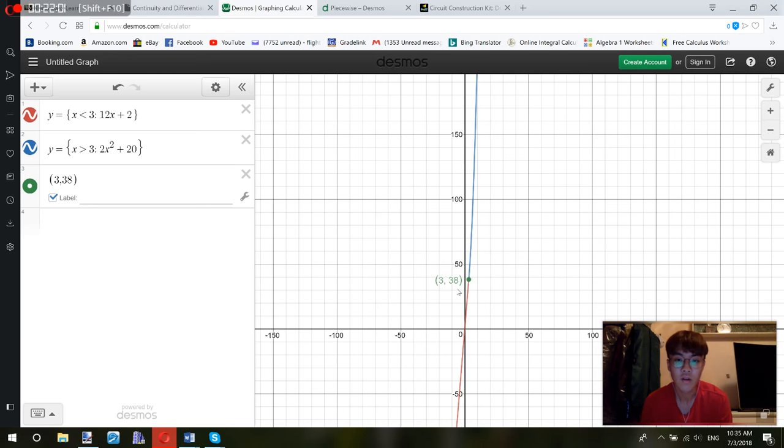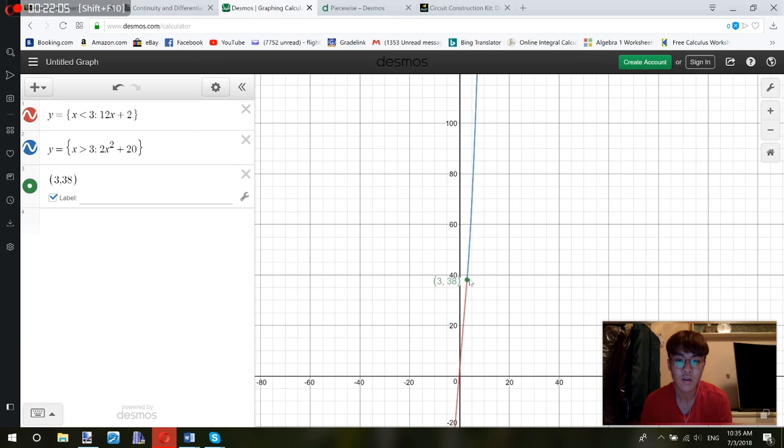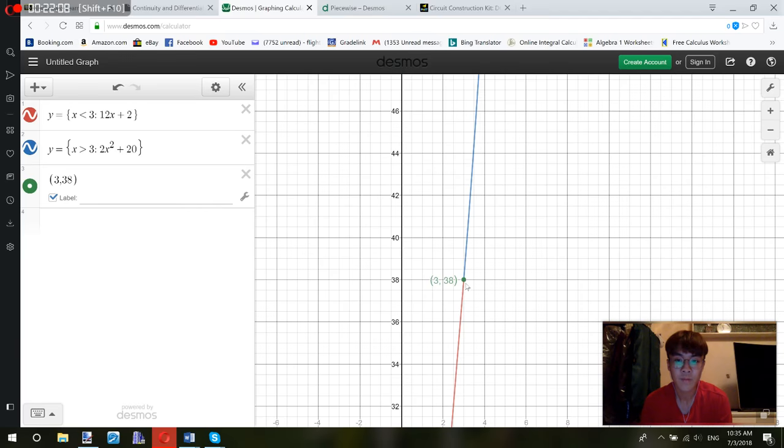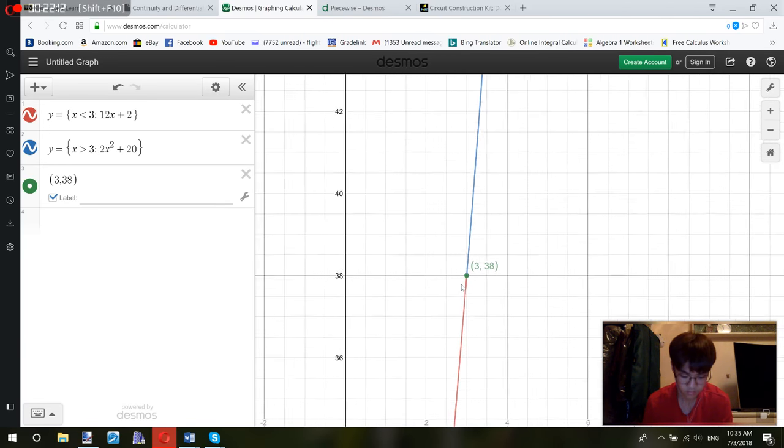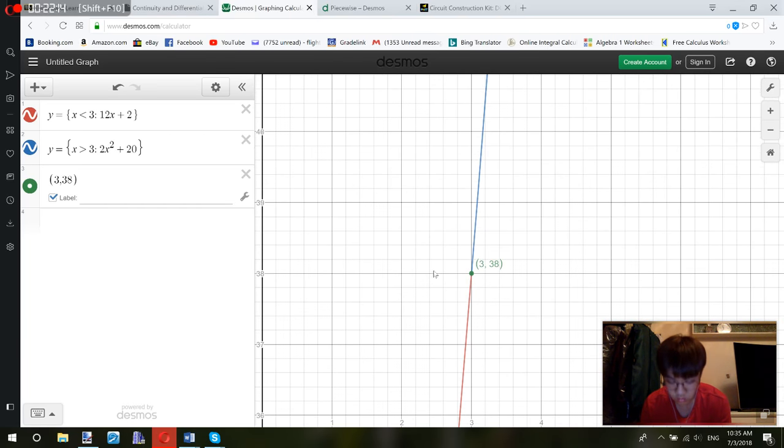Alright, so if I'm differentiable, my slopes will be the same at the point. If I'm continuous, this point will exist, and we'll get really close to the same y value from the left and the right. If I have a general limit, then we just get as close to the same y value.